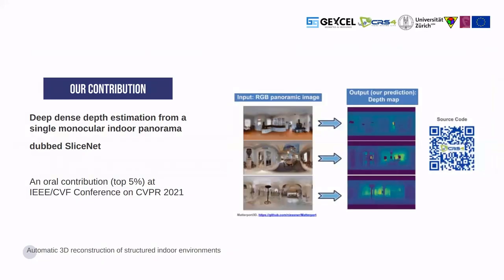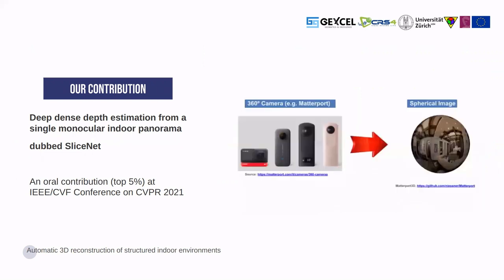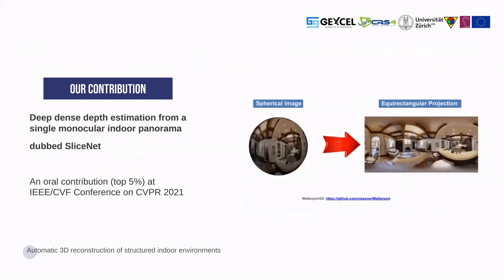Let's start with the first contribution, the recovery of a full dense depth map from purely visual input, in our case, a single panoramic shot. Our dense depth estimation technique was first described in our CVPR 2021 contribution. In that work, we introduced a novel deep neural network solution, dubbed SliceNet, which predicts the depth map of an indoor 360-degree image. The method is capable of inferring depth without any supporting 3D input and can thus complement the usage of devices that combine laser plus depth.